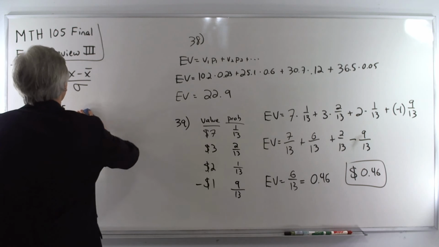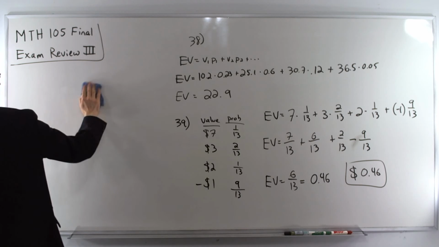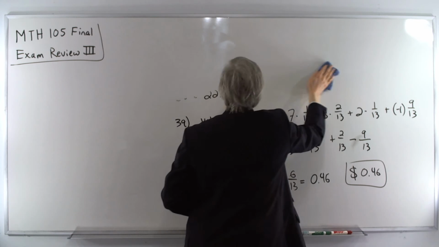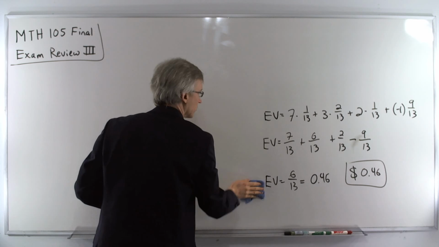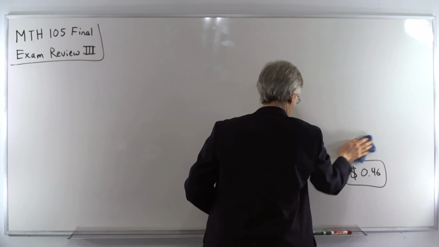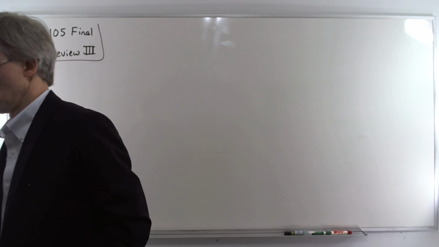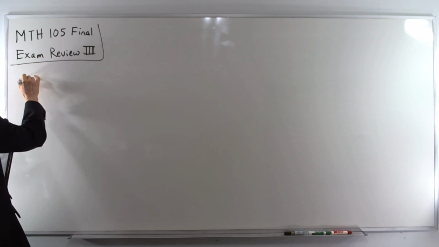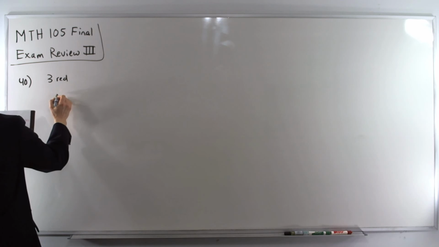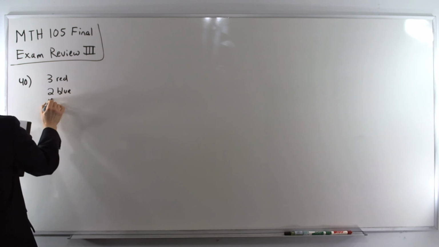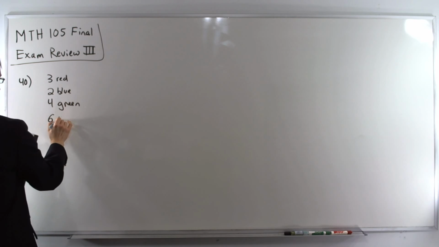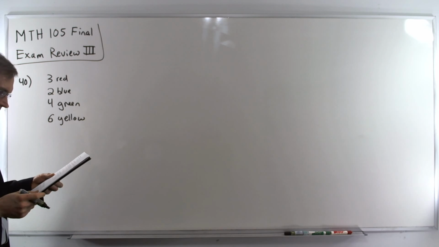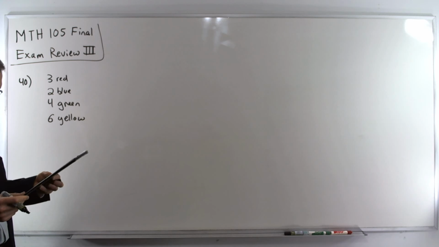Next up, probability rules. We're going to calculate the probability of compound events. Compound events are made up of more than one simple event. Number 40, you've got a jar with 3 red, 2 blue, 4 green, and 6 yellow marbles. If one marble is randomly selected, determine the probability that either a red or a green marble is selected.